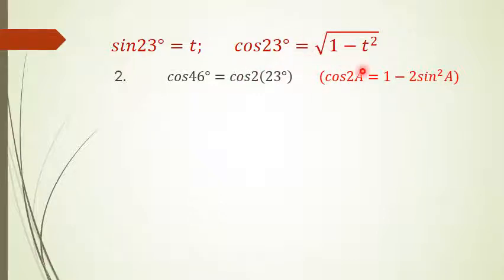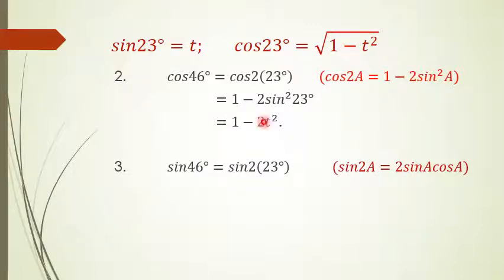So choosing the double angle formula, cos 2a equal to 1 minus 2 sine squared a. We make a substitution. That is equal to 1 minus 2 sine squared 23 degrees. Our a here is 23 degrees. Then that allows us to now substitute for sine squared 23. We can now insert t there. So that is equal to 1 minus 2t squared.